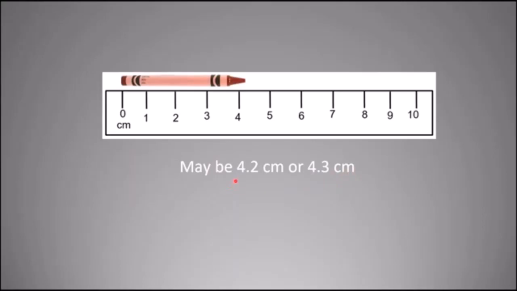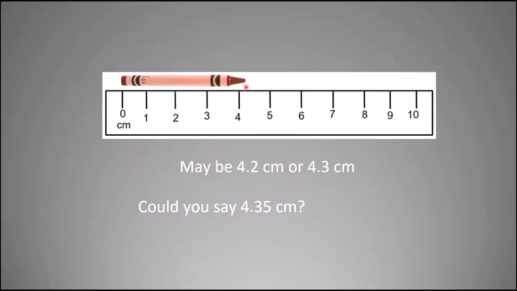In this measurement, 4 is the known number, and this 2 or this 3, these are the last digit or the estimated digit. Now, for this ruler, is it possible to take a reading up to 100th place? Can you take it as 4.35? And the answer again is no, because this 100th place is not within the ability of the measuring device.